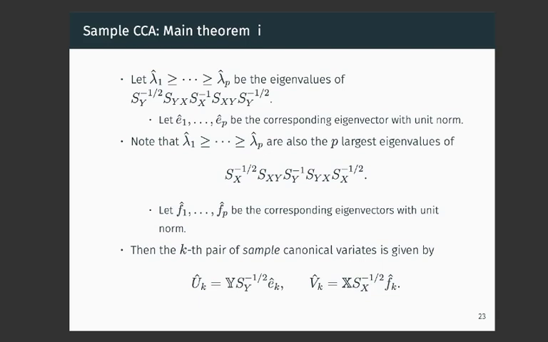Just as before, the eigenvalues are also the p largest eigenvalues of the M transpose times M matrix. We can let f hat 1 to f hat p be the corresponding eigenvectors, again with unit norm. The kth pair of sample canonical variates is given by these linear transformations. We get all of the linear transformations u hat k by multiplying the matrix Y by the inverse square root of SY times e hat k, and similarly for v hat k.